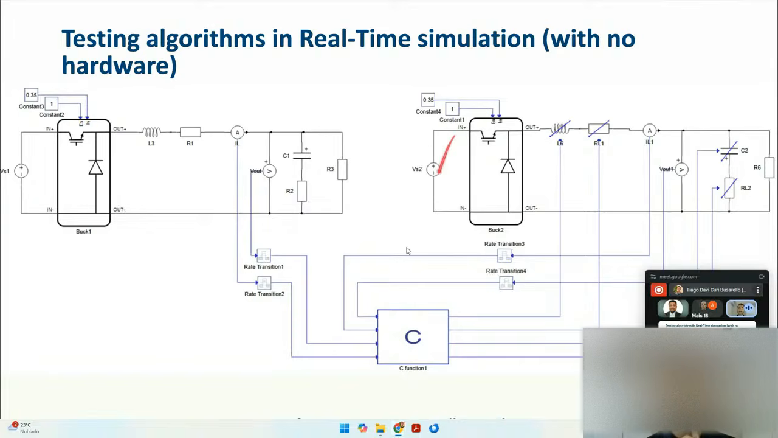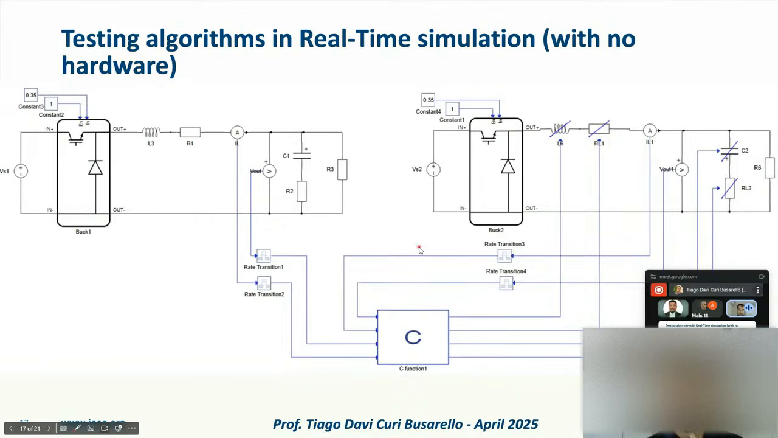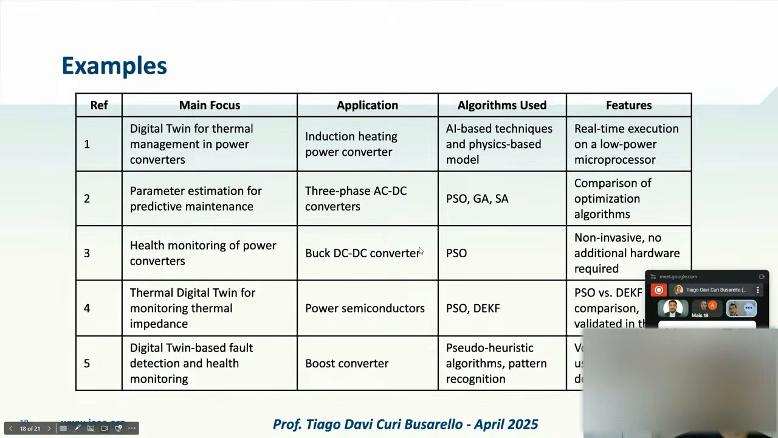I test some algorithms here, but again, I don't have a lot of algorithms yet, so wait a few months for publications and other things. But I brought you a few examples found in the literature. I won't give you details of each one, but the idea is just to show you that digital twin technology is much more focused on thermal management of power converters.